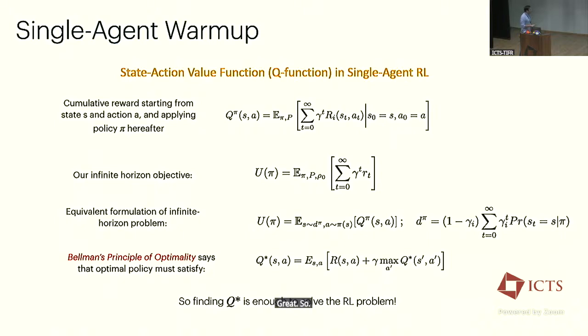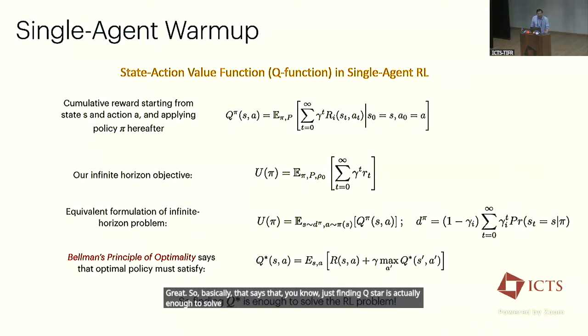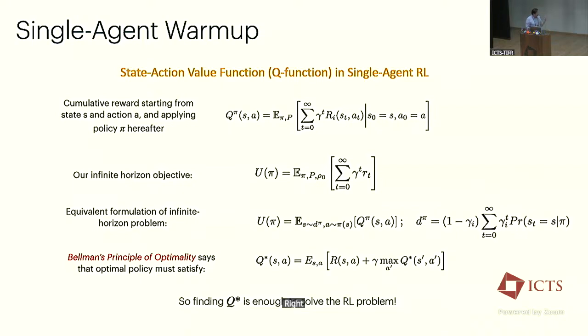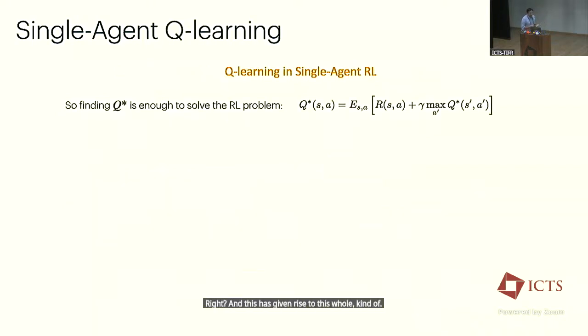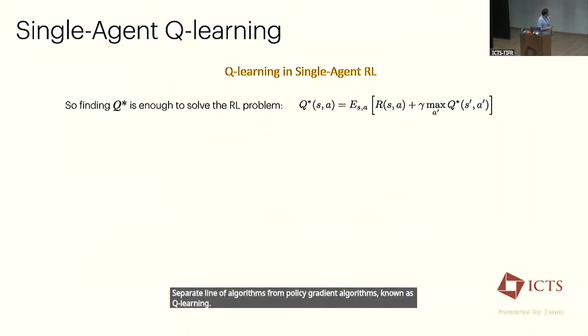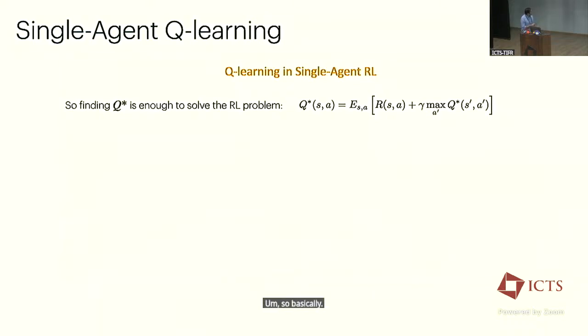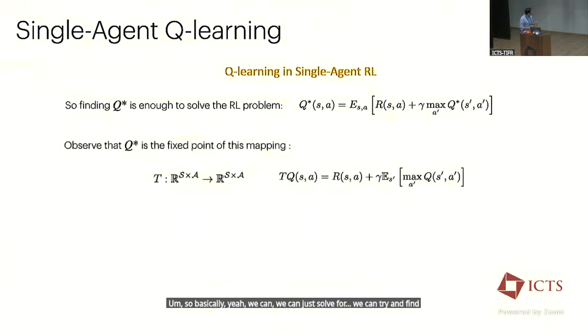So basically that says that just finding Q star is actually enough to solve this reinforcement learning problem, right? And this has given rise to a whole separate line of algorithms from policy gradient algorithms, known as Q learning. So basically, we can try and find Q star. If you look at it, Q star is the fixed point of this mapping here, right?